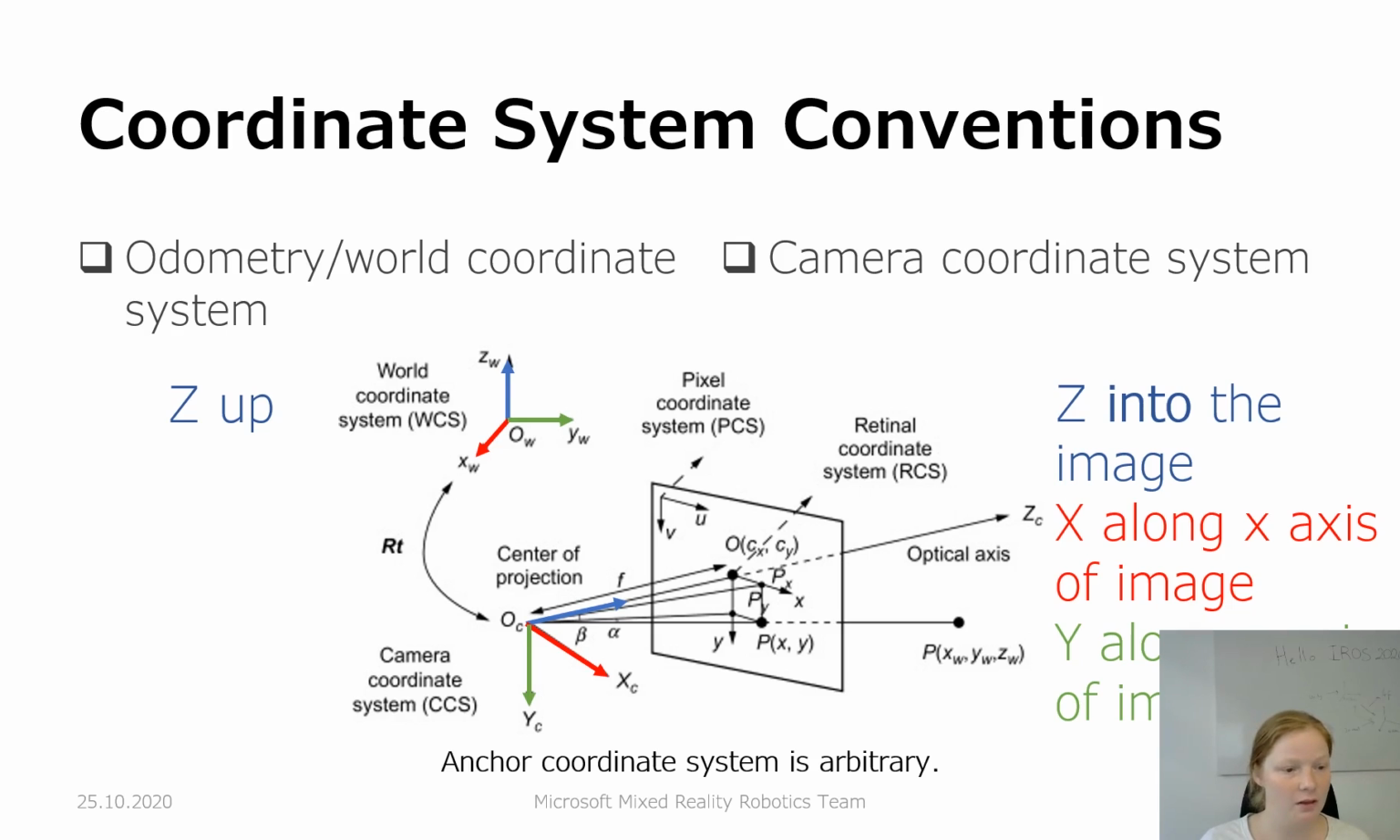And of course, the final thing, the coordinate system of the actual anchor you create can be completely arbitrary. So all that matters is the direction of gravity being correct in the world coordinate system and the direction of the image frame being correct.